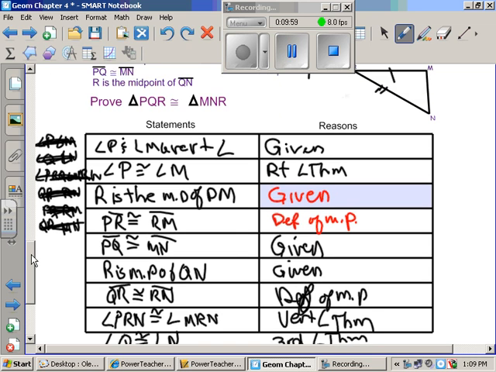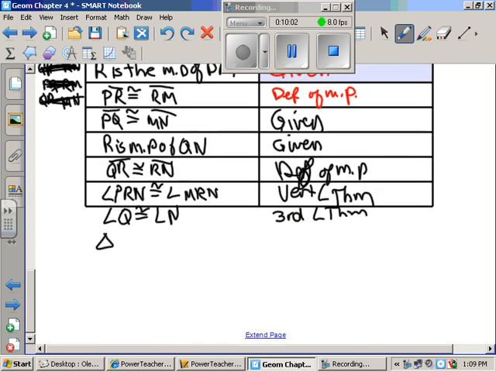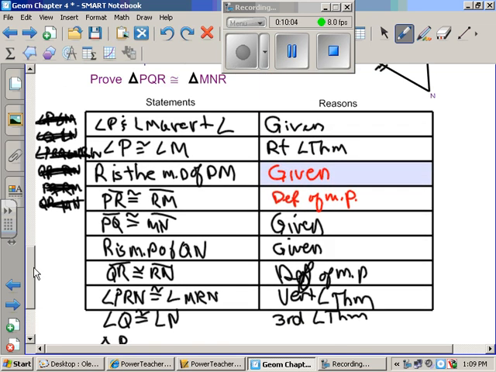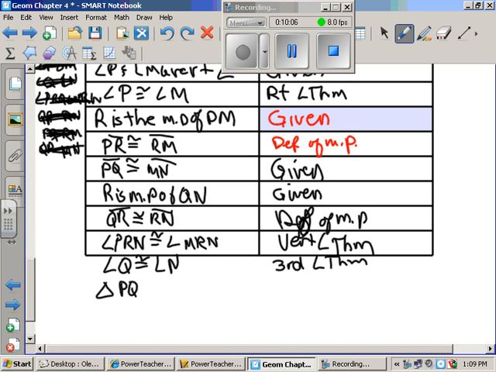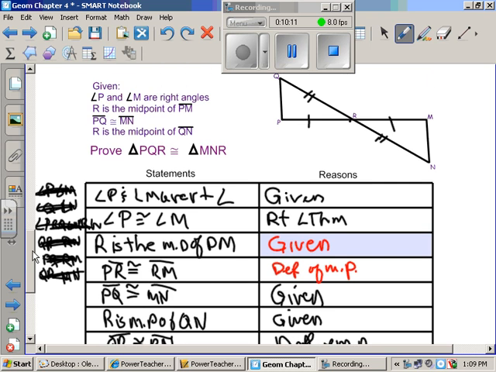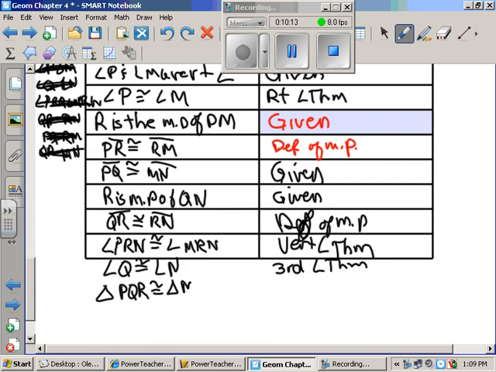So I'm allowed to say that triangle PQR is congruent to triangle MNR. And the reason is all corresponding sides and angles are congruent. Okay? And that is the long way. So you'll be pretty glad when we get to the short way.